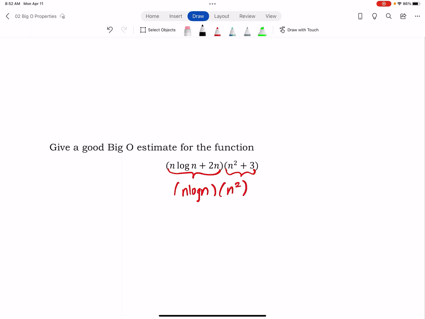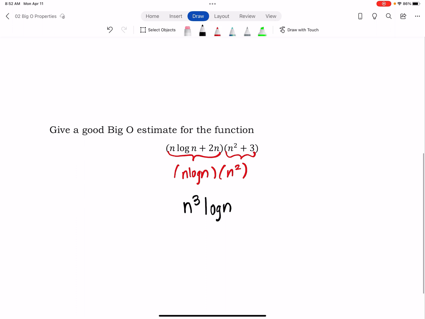And those were sums, right? So I took the largest of each of those sums. And now when I do a product, I multiply them together. So this is going to be n times n squared, which makes n cubed log n. So a good big O estimate for this function is n cubed log n.